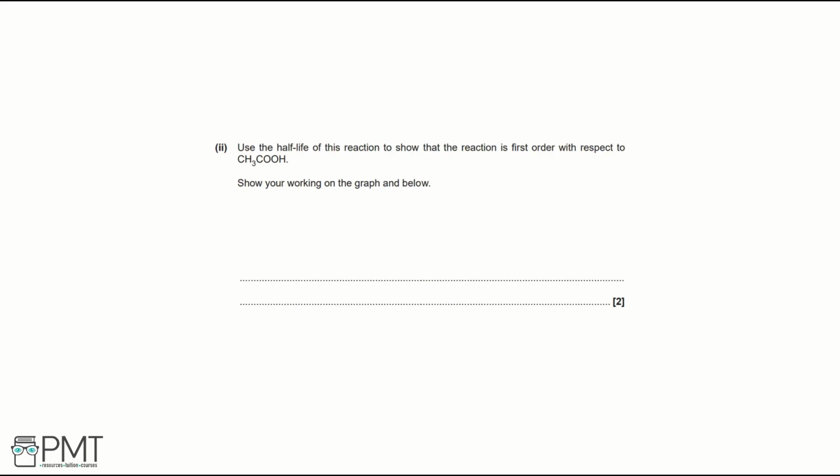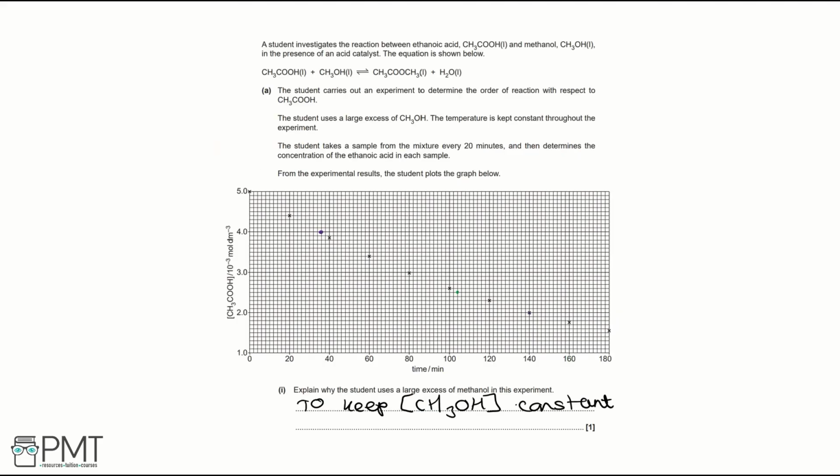Part 2. Use the half-life of this reaction to show that the reaction is first order with respect to ethanoic acid. Show your working on the graph and below. For this question, we need to go back to looking at the graph, and we're going to work out half-lives. So the first thing to do when working out half-lives is to draw a line of best fit. This line has to go through as many points as possible, and we're going to curve slightly towards the end of this line of best fit.